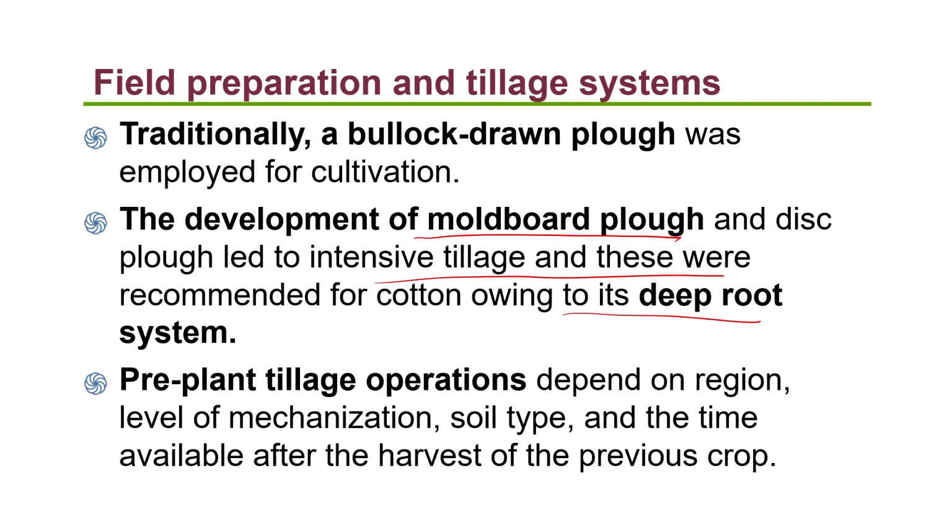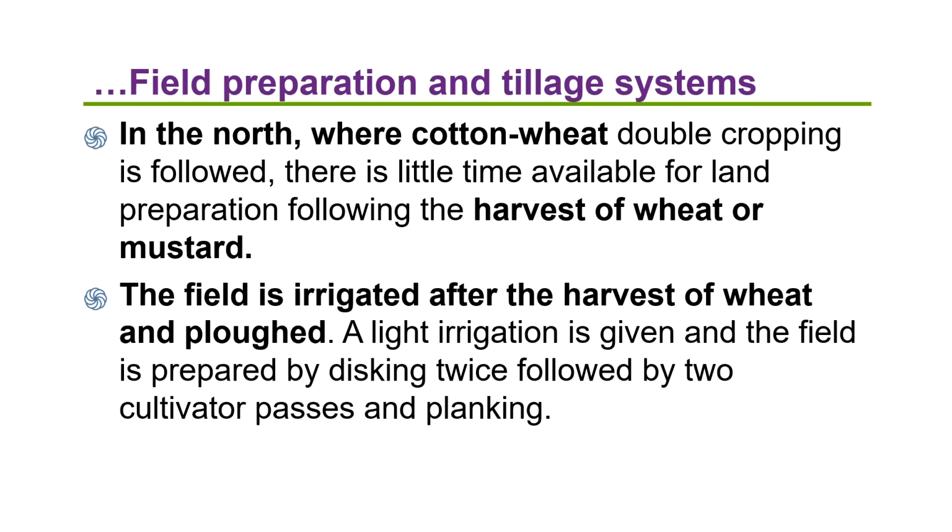Pre-plant tillage operations depend on region, level of mechanization, soil type and the time available after the harvest of the previous crop. In the north, where cotton-wheat double cropping system is followed, there is little time available for land preparation. Following the harvest of wheat or mustard, the field is irrigated and ploughed. A light irrigation is given and the field is prepared by disking twice, followed by 2 cultivator passes and planking. So in northern parts, most of the time the cotton is taken after harvest of the previous crop, and ploughing is done and then the field is levelled for sowing of the cotton.